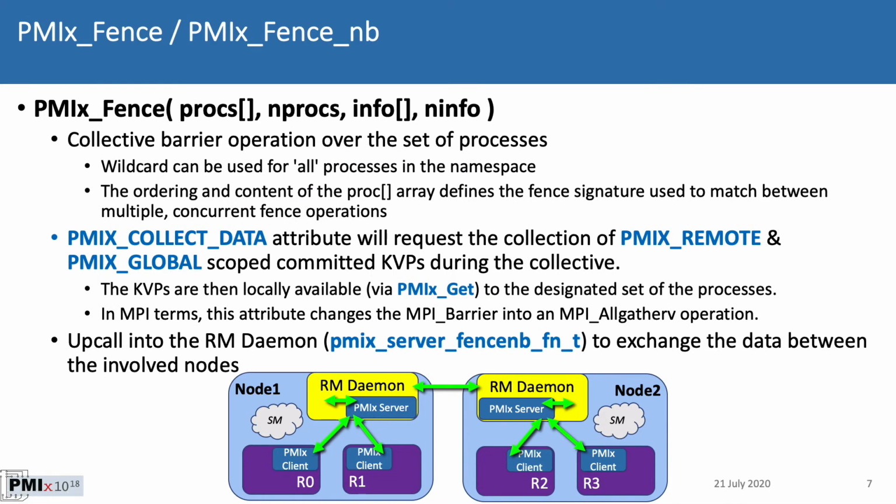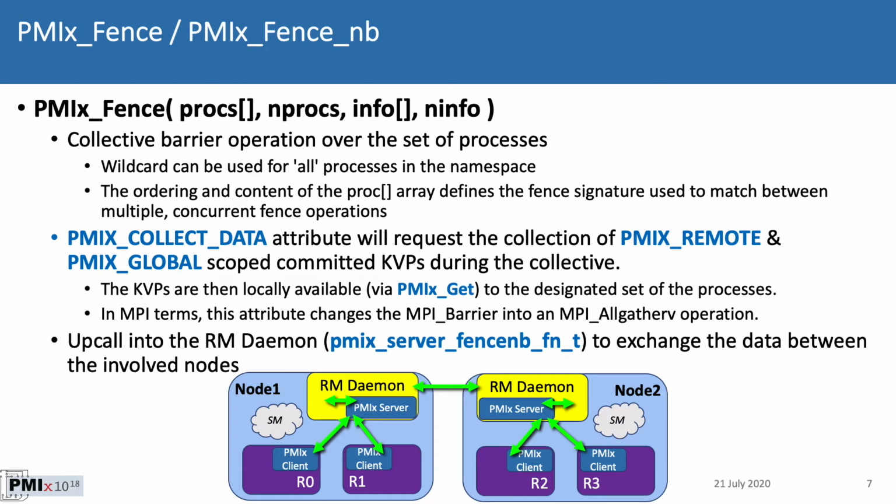The PMIx fence operation is an optional part of the process-related key-value exchange, but one that applications and programming libraries often rely upon. In its default form, it's a collective barrier operation over the set of processes. Multiple fence operations can be ongoing, and the matching of those fences is determined by the order and content of the proc array. So that becomes our matching signature.